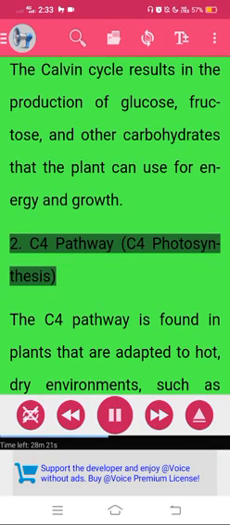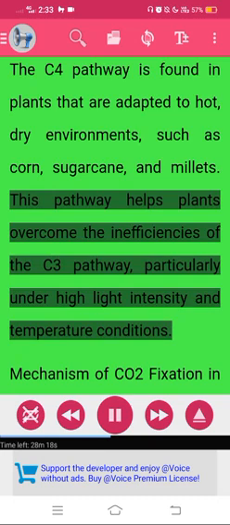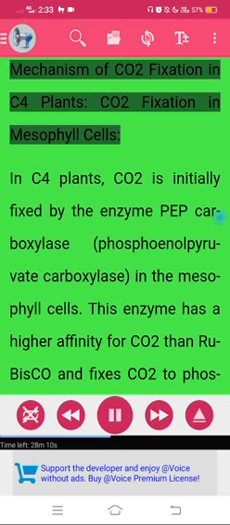2. C4 pathway. C4 photosynthesis. The C4 pathway is found in plants that are adapted to hot, dry environments, such as corn, sugarcane, and millets. This pathway helps plants overcome the inefficiencies of the C3 pathway, particularly under high light intensity and temperature conditions. Mechanism of CO2 fixation in C4 plants.